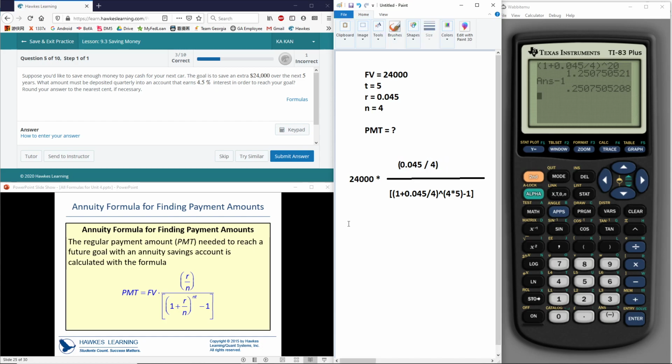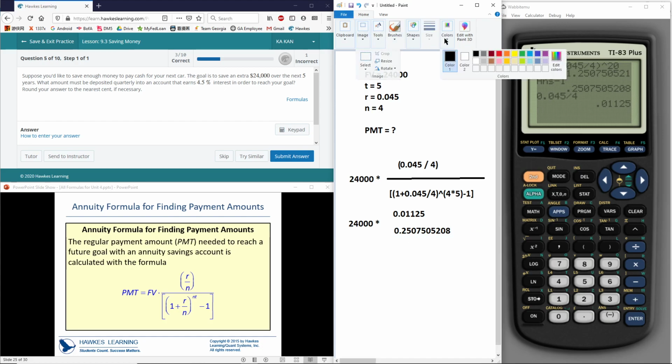So this guy would be 24,000 times... And let me go ahead and put this in the calculator as well. 0.045 divided by 4. So that will be 0.01125. The bottom is going to be 0.250750528, and that is a fraction. Go ahead and put a line between, just like that.